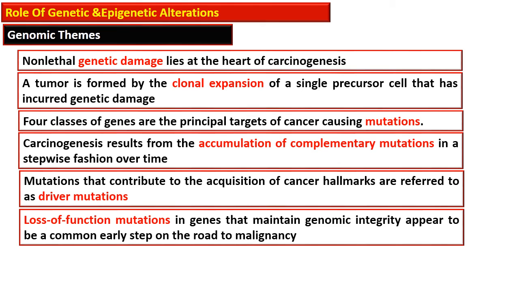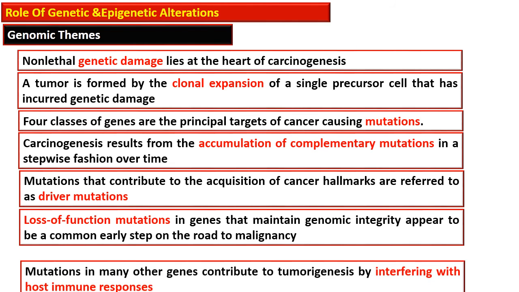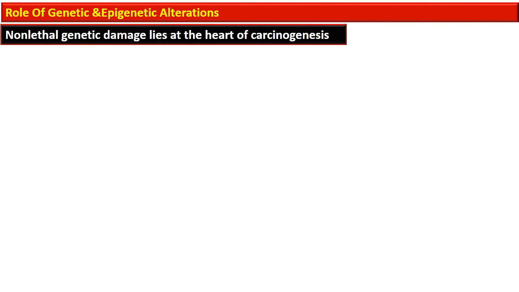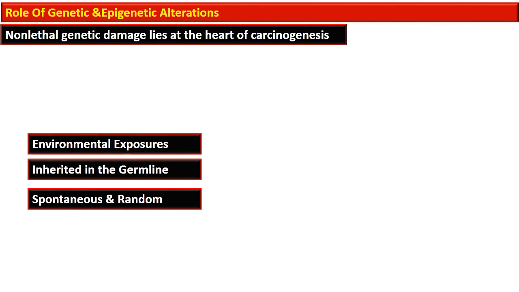Loss of function mutations in genes that maintain genomic integrity appear to be a common early step on the road to malignancy. Mutations in many other genes contribute to tumorigenesis by interfering with host immune responses. The non-lethal genetic damage that lies at the heart of carcinogenesis means that there is genetic damage but it is not resulting in the death of the cell.